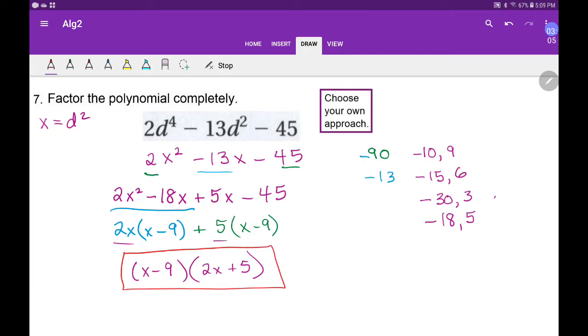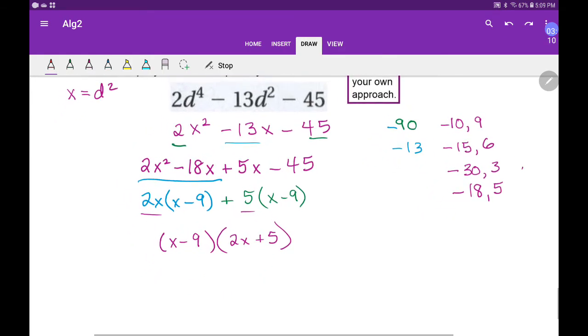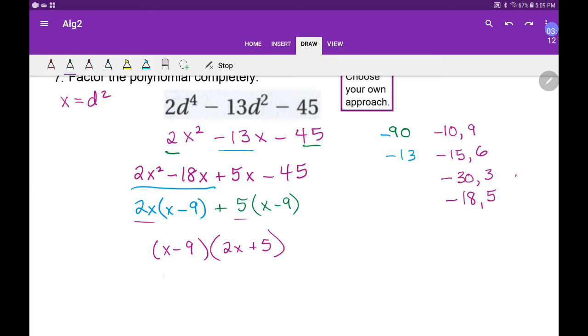And if I multiply it, oh wait, well, hang on. I forgot to substitute the d back in. So hang on. Instead of saying x, I'm supposed to say d squared minus 9, because remember x is equal to d squared. And then I'm supposed to say 2d squared plus 5. Well, 2d squared plus 5, that's not going anywhere.